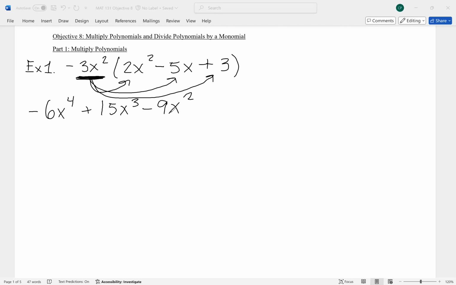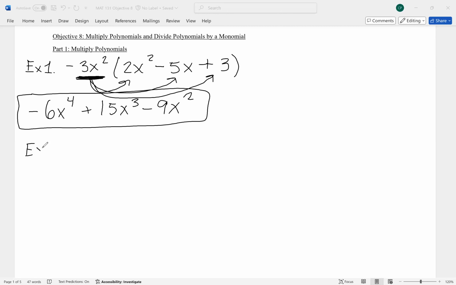We want to look and make sure that we don't have any like terms that can be combined. And we want to make sure that it's in descending order. And when that is all in place, this will be the final answer, okay?